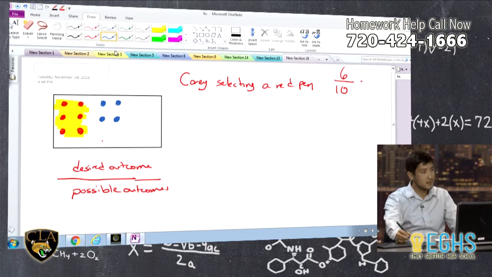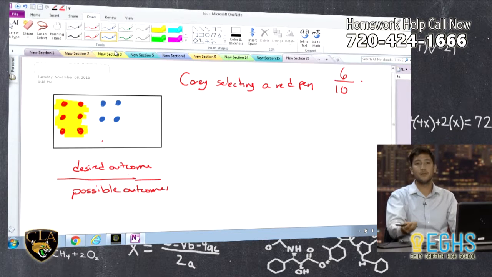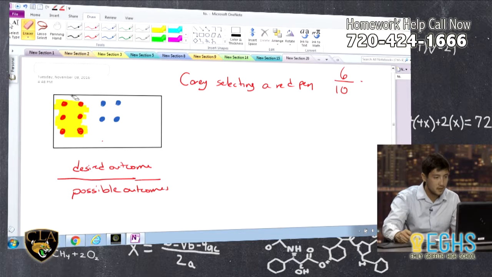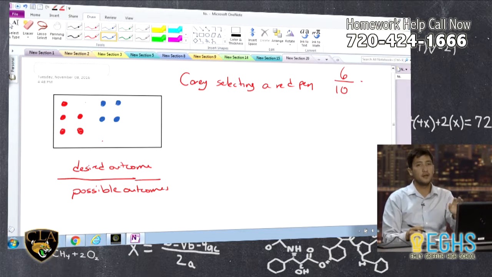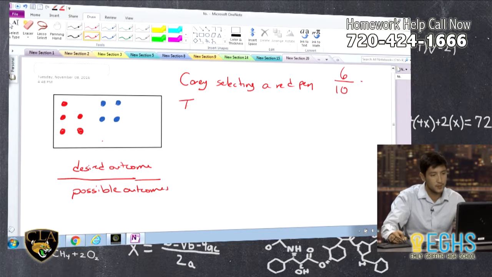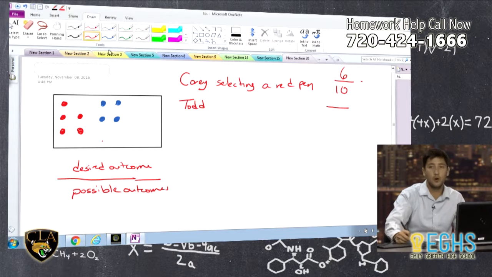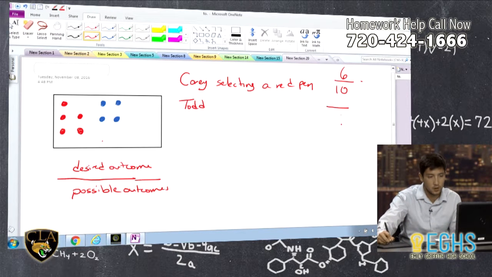Now, once Corey selects his red pen, he's keeping it. So it's important to note that he's not putting it back in. So the possible outcomes will change a little bit. So here's what I'm going to do. I'm going to remove one of these because Corey took one. Now there are only 5 red pens. So the odds of Todd selecting a red pen are now not going to be out of 10 because there are only 9 pens in here. So they're going to be out of 9. And there are a total of 5 red pens.